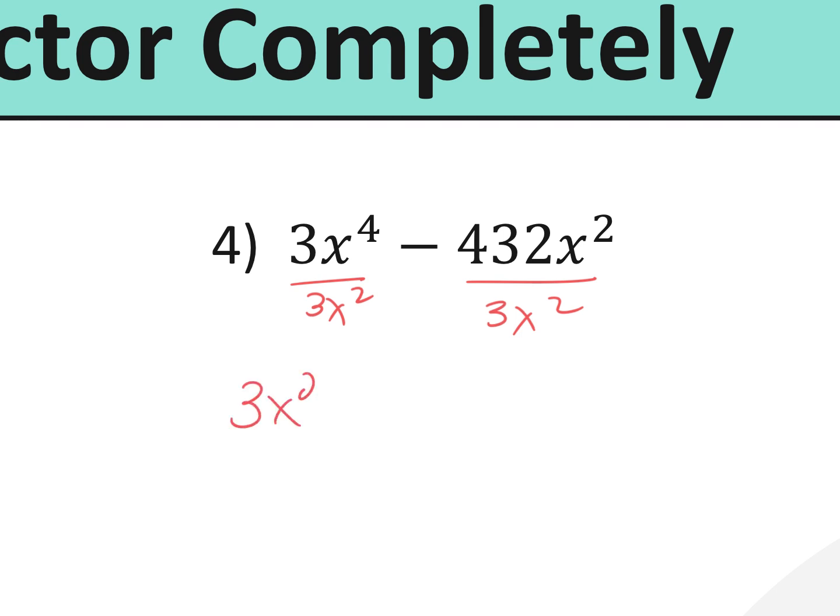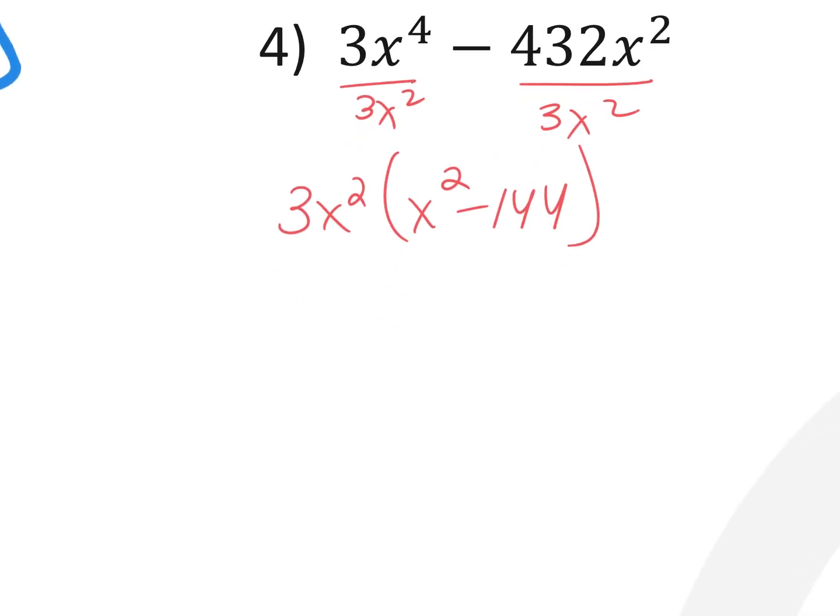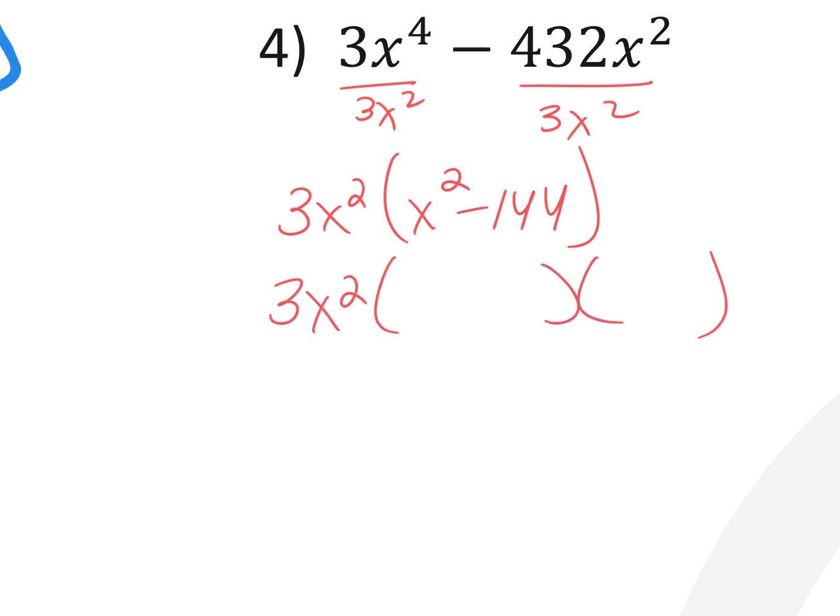Okay, so 3x squared comes out, and I'm left with x squared minus, I'll do this quickly for you, 144. I'm left with 2 terms. Is there a minus sign in the middle? Yes. Is x squared a perfect square? What times what gives you x squared? X and x. What times what gives you 144? Perfect. Plus and minus, correct?